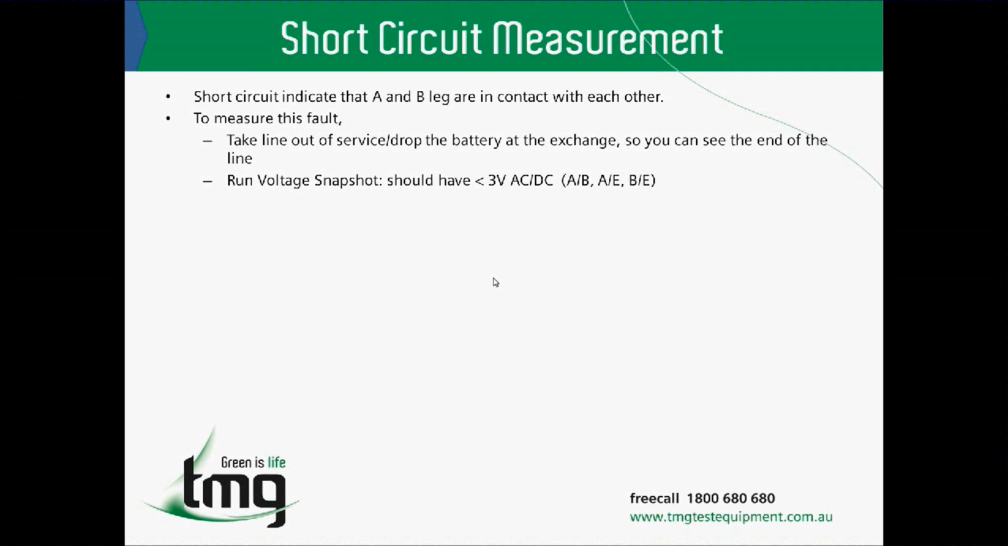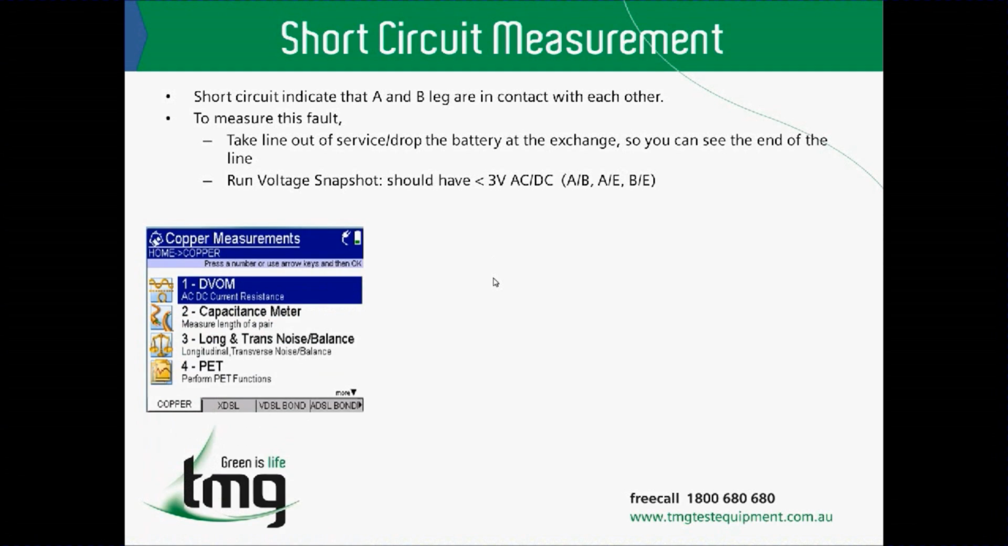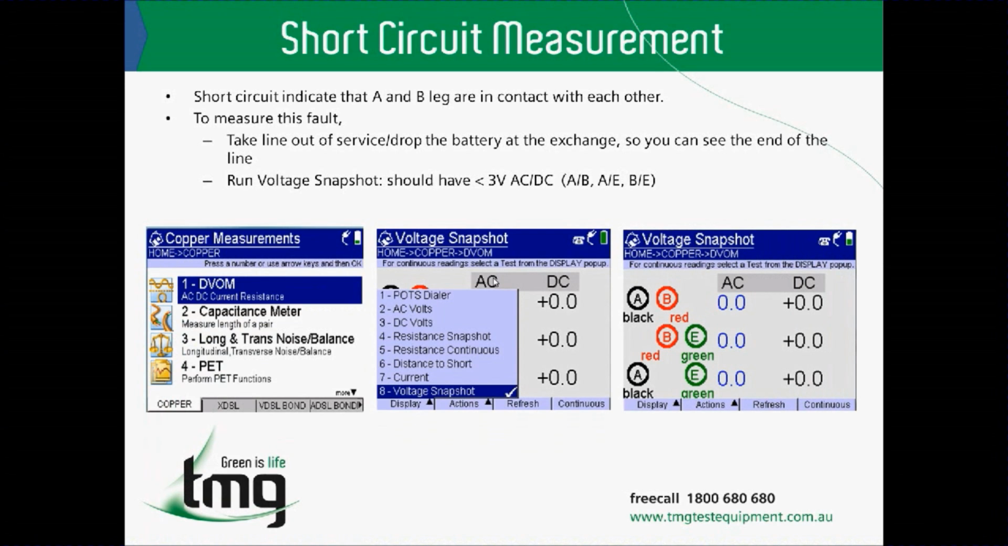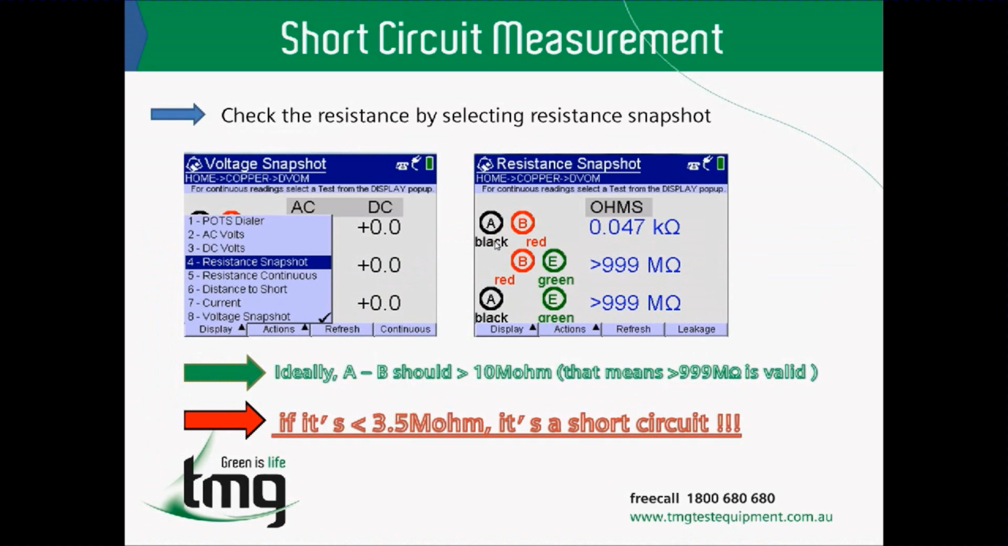There we should get values that are less than 3 volts AC to DC between A and B, A to E and B to E. Here we can see some screenshots of the voltage snapshot. A short circuit is usually caused by a penetration of water inside our legs. That means that at the point where the cut is, the water penetration brings the two cables together, so one is touching the other. In order to specify the short circuit, we need to check the resistance by selecting resistance snapshot, as we can see in the following pictures.